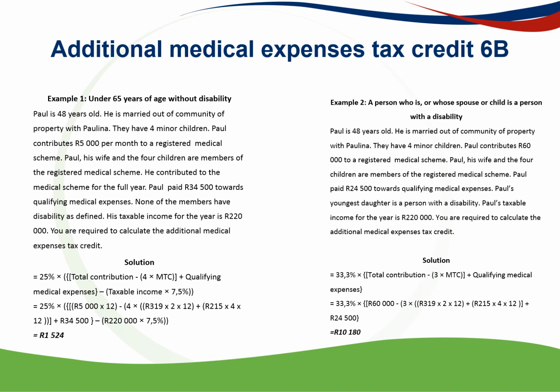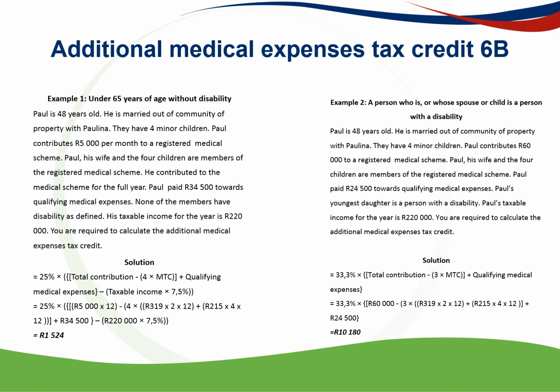So remember, your 6A is your medical tax credit. That stays the same regardless of your age and your disability. The big difference and the most important part of this is the additional medical tax credit, which is your 6B, which differs based on your age and based on your disability status, for example. So perhaps you are under 65, but you have a dependent or the main member has a disability as defined in the Income Tax Act, and then the rules change for 6B. Or you are over 65, and then it's exactly the same rules as someone with a disability.